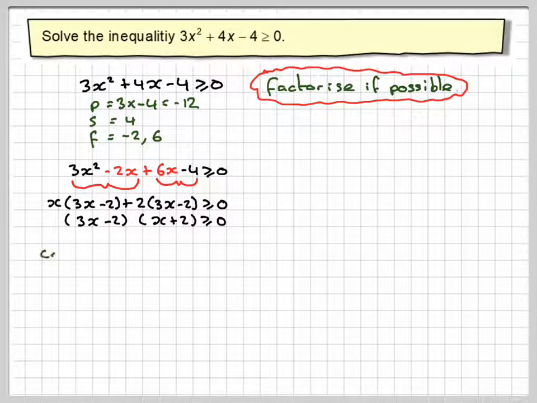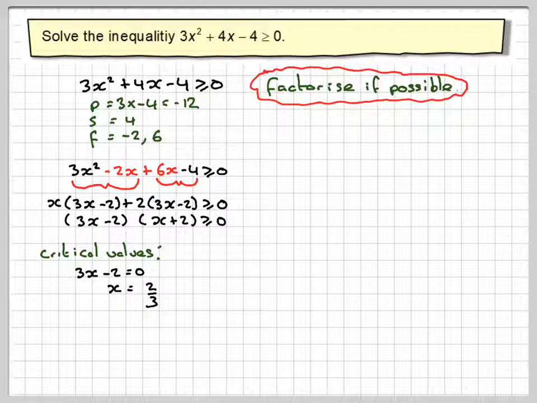These are called the critical values, because this is what we want to know: where it's negative, positive, or negative, where it's going to actually change. We put 3x minus 2 equal to 0. It gives 3x is 2, therefore x is 2 over 3. Or x plus 2 is equal to 0, and x is minus 2.